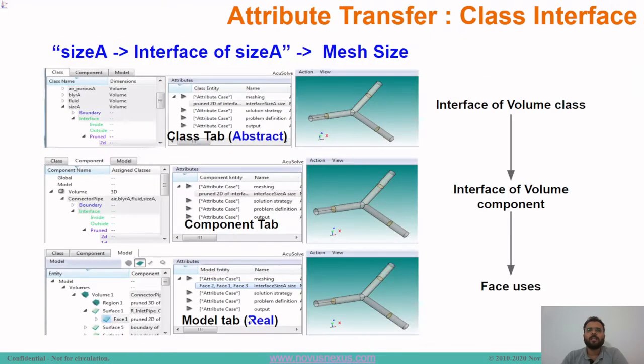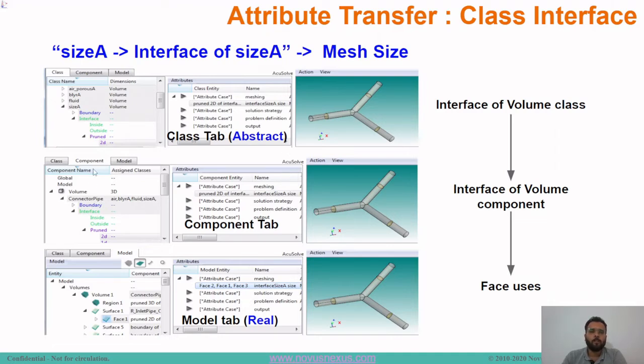So as a best practice, let's quickly check in class tab. Here when we select the interface of size A, it is highlighting the attribute and it is highlighting the interfaces of the connector pipe, that is interfaces of size A, as size A is attached on this connector pipe.